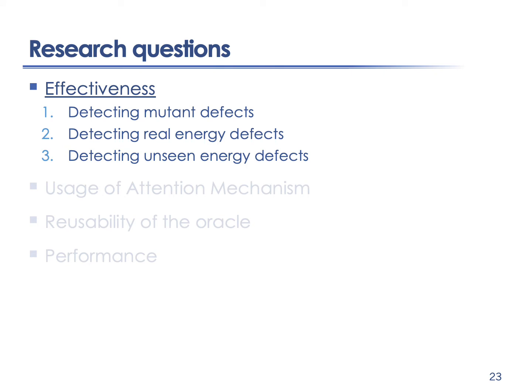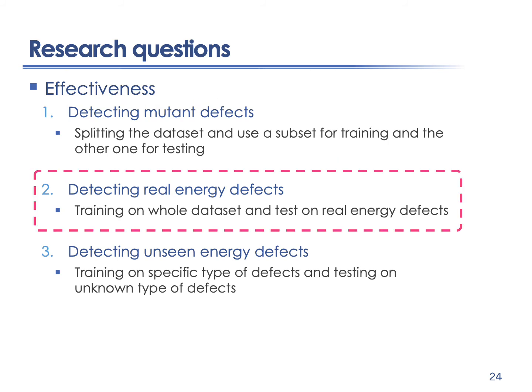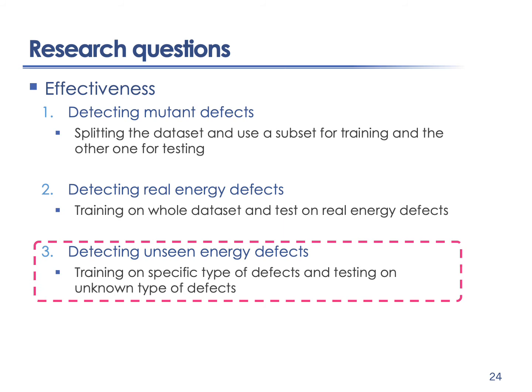For a proper evaluation of the effectiveness, we performed 3 separate sets of experiments. In the first experiment, we repeatedly and randomly split the dataset and used a subset for training the oracle and another subset for testing. In the second one, we trained the model on the whole dataset and used real energy defects for testing. And in the third experiment, we removed a subset of defects, trained the model on the remaining dataset, and used the unseen defects for testing.